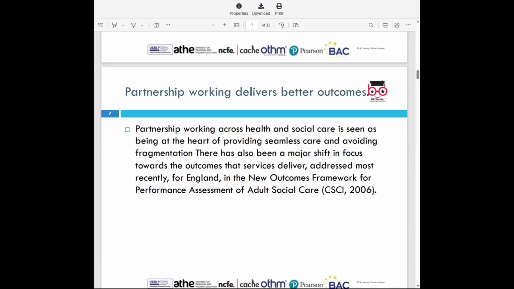So there has been a major shift, and a new outcomes framework for performance assessment of adult social care was introduced in 2006 to make sure they deliver a service and address issues and try to collaborate with other organizations as well.